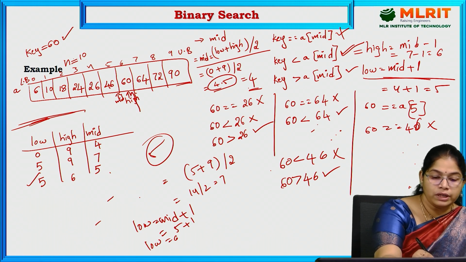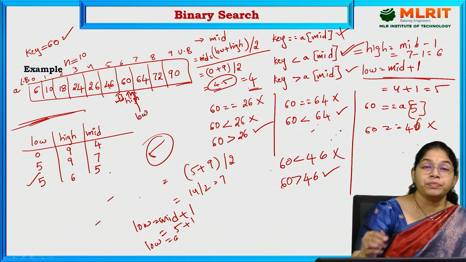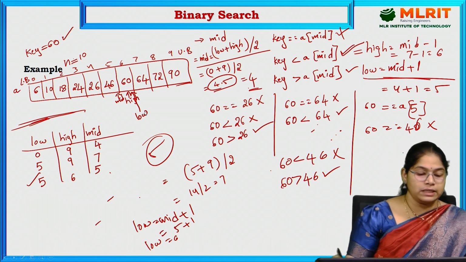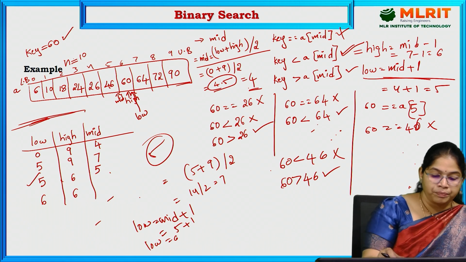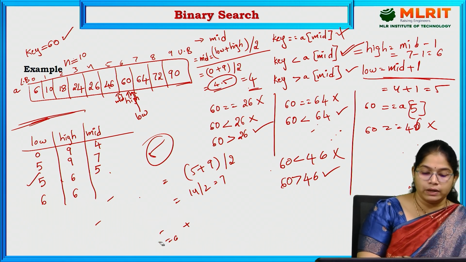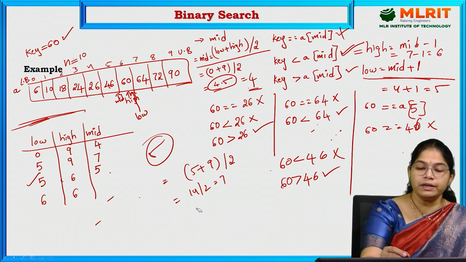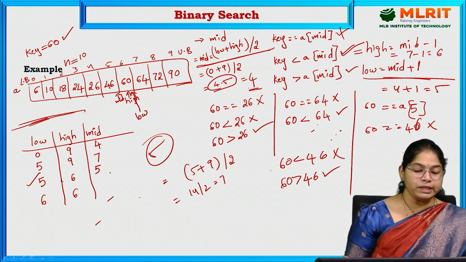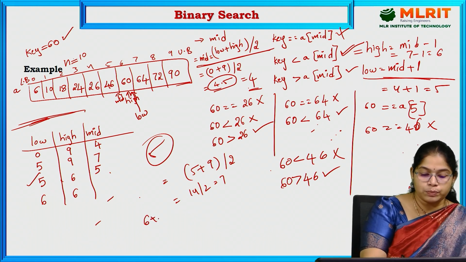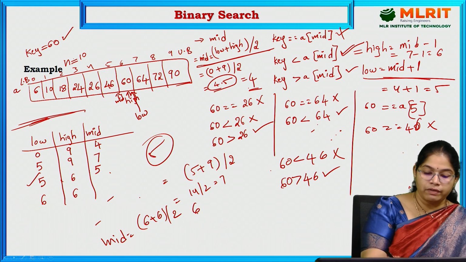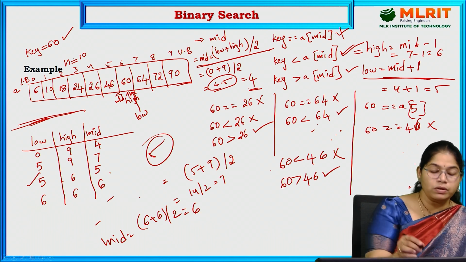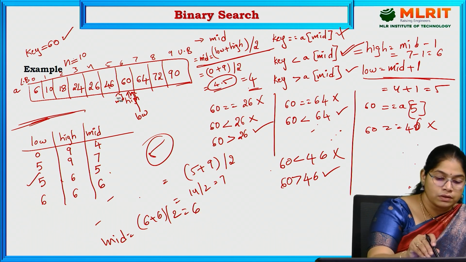Now low is also at 6. In such a case, high remains the same. Now we have here 6. Low is 6, high remains the same, 6. Now again, we have to find out the mid value. To find the mid, mid is equal to low plus high by 2, that is 6 plus 6 by 2. Now here we have a 6. So the mid value is also at 6.